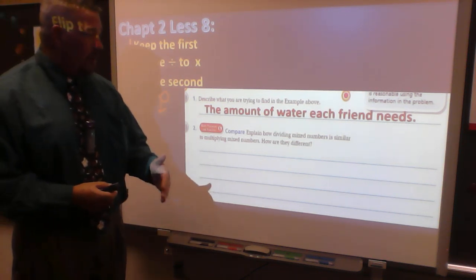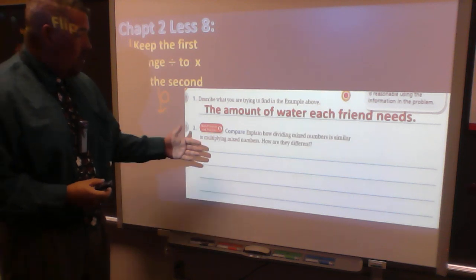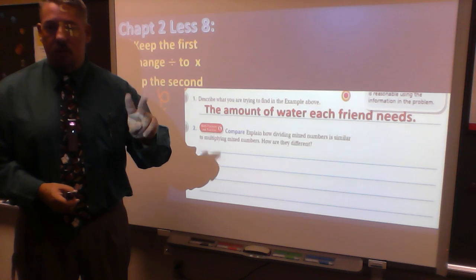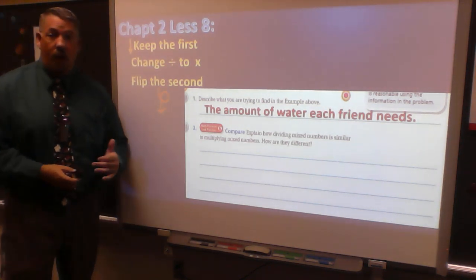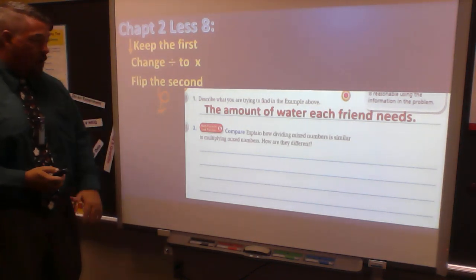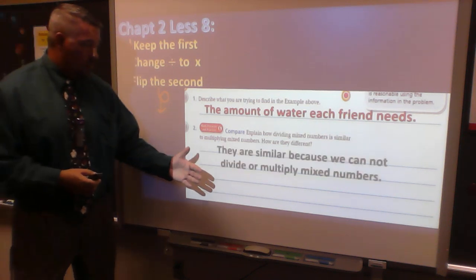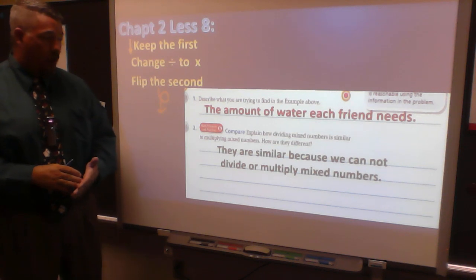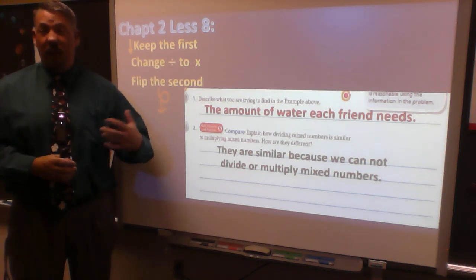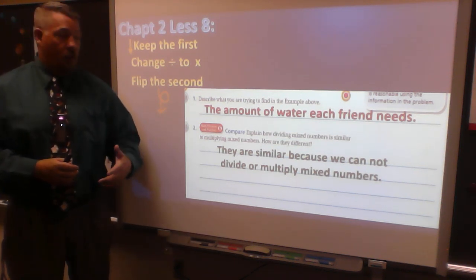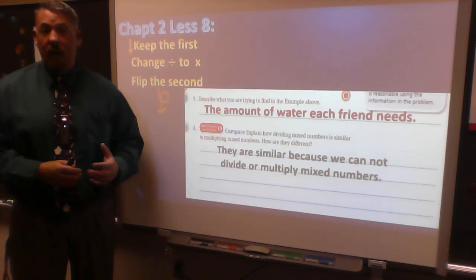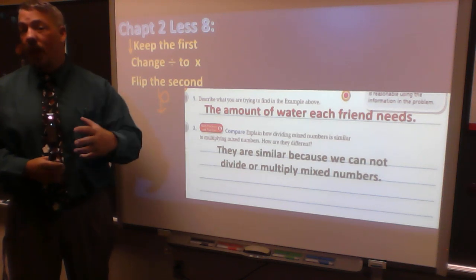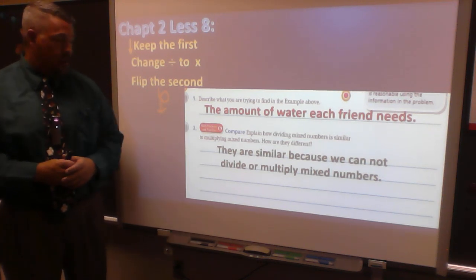Explain how dividing mixed numbers is similar to multiplying mixed numbers. How are they different? I have 2 answers here. So when I get done, you might want to pause it to make sure you have it written down. Well, how are they similar? They're similar because we cannot divide or multiply mixed numbers. They both have to be changed into improper fractions, right? So you could say they are similar because they have to be changed into improper fractions. Either way works because I know that you understand what it is that's being asked.